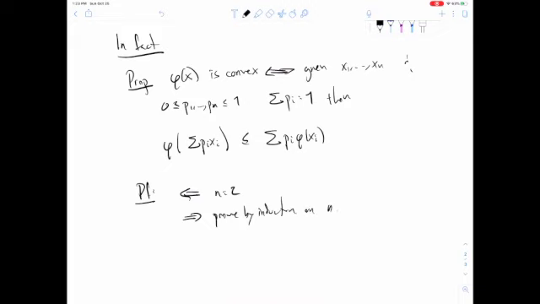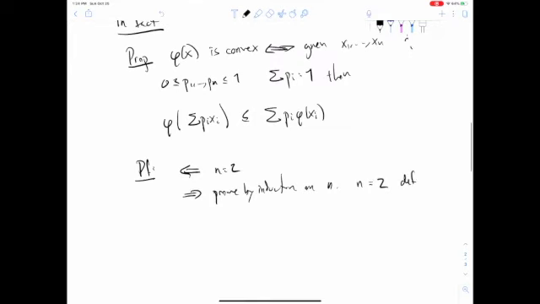Induction on n. So n equals 1 is vacuous. It's just an equality, I guess. Well, n equals 1, does that make sense? Let's just focus on n being at least 2. So for n equals 2, it's the definition.